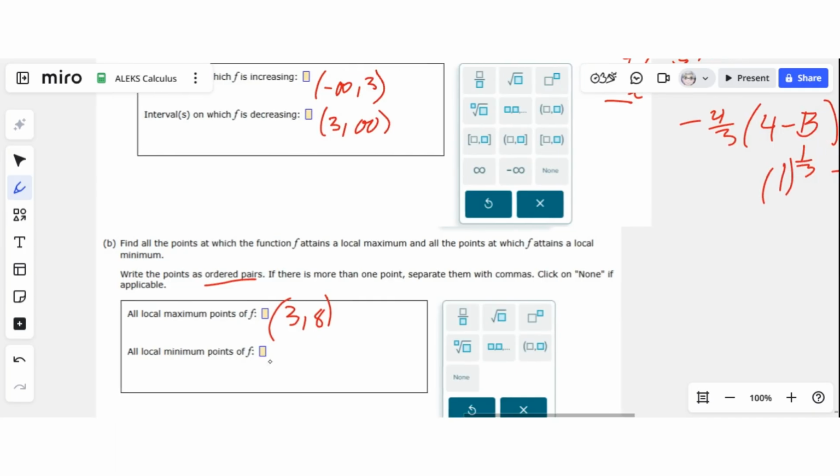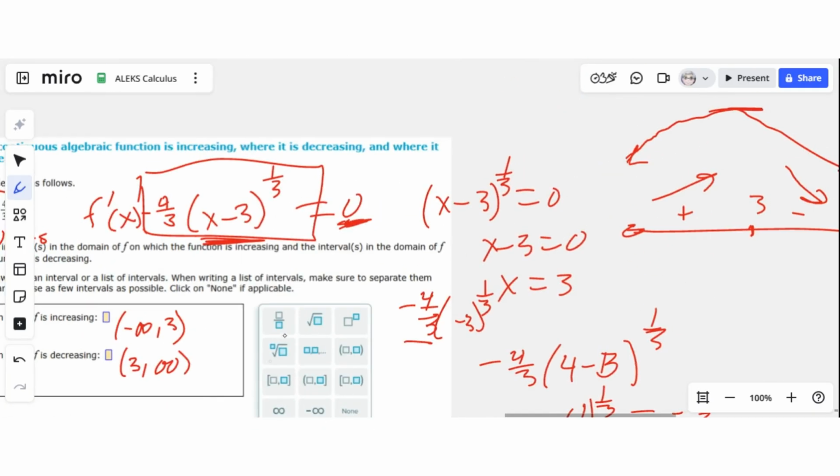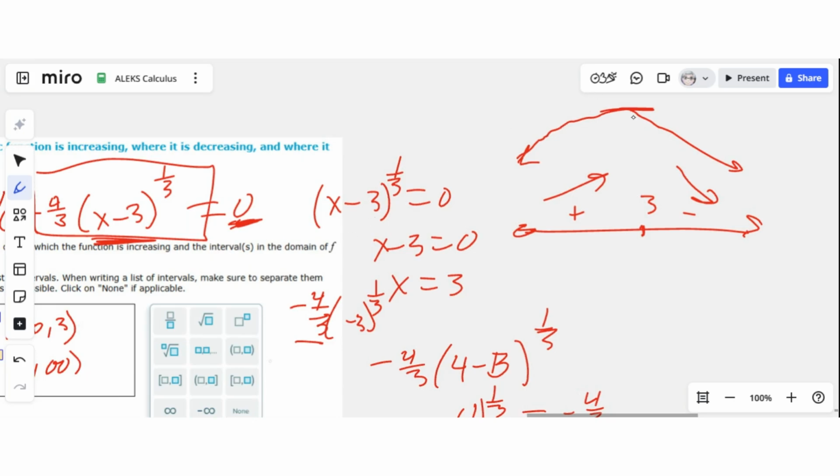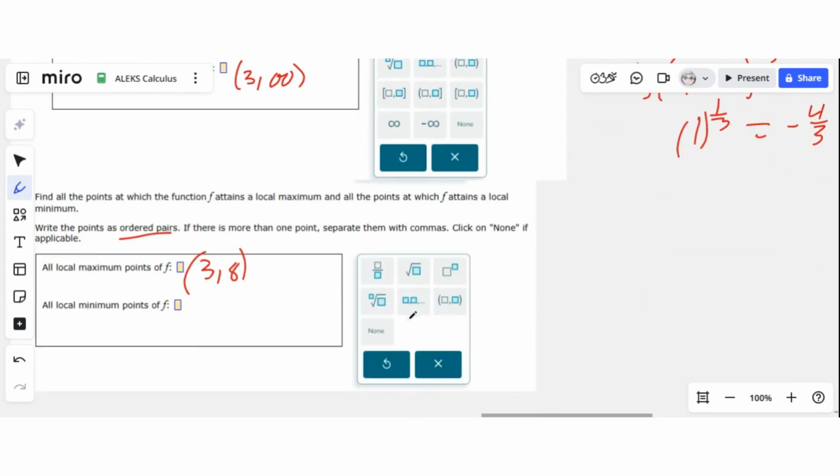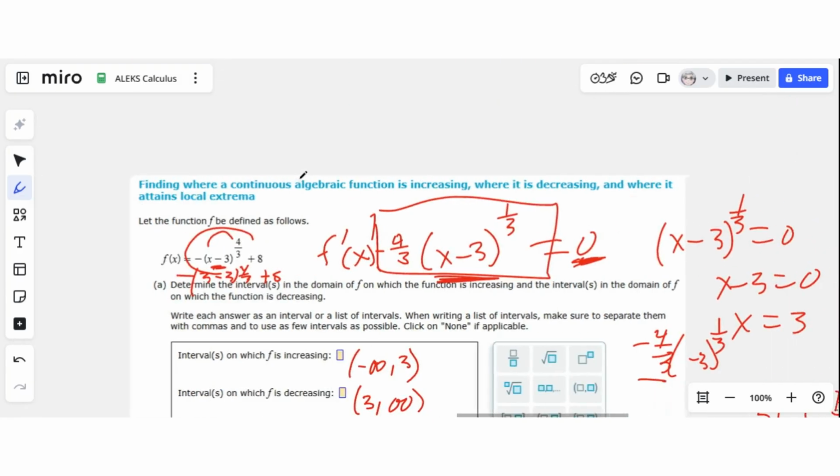What about local minimum points? Well, there aren't any. The function just rises until 3 and falls afterwards. There are no local minima. So we would just put none in there. All right, so that is a little bit of work in using the derivative to find where a function's increasing and decreasing and where its local minima and maxima are.